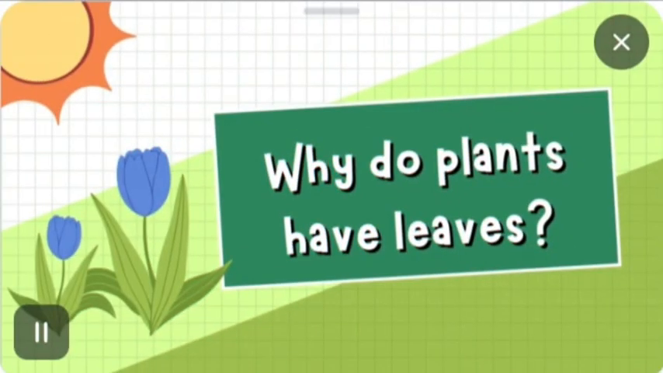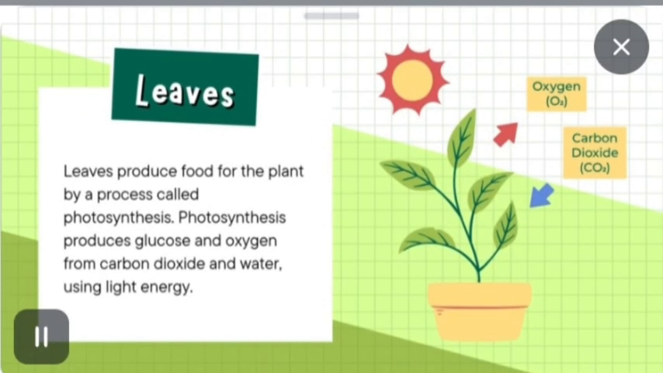So the first question is, why do plants have leaves? If you know, then please comment down below. Okay. Leaves produce food for the plant by a process called photosynthesis. Photosynthesis produces glucose and oxygen from carbon dioxide and water using light energy. As we all know that the leaves are the main source of photosynthesis. Plants prepare their own food material through photosynthesis.